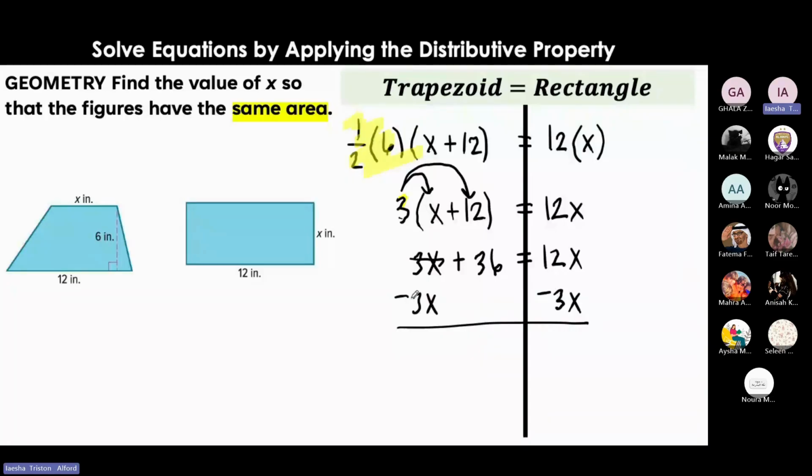So this is 0. 3x minus 3x, 36 equal 9x. Good. Then divide both sides by 9. Good. So x equal positive 4. Done. That's it.